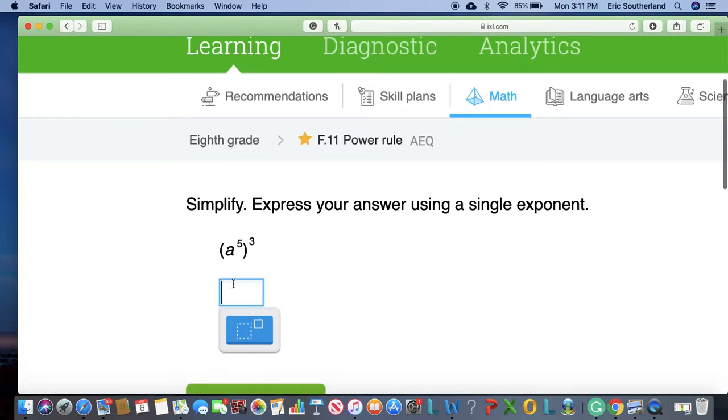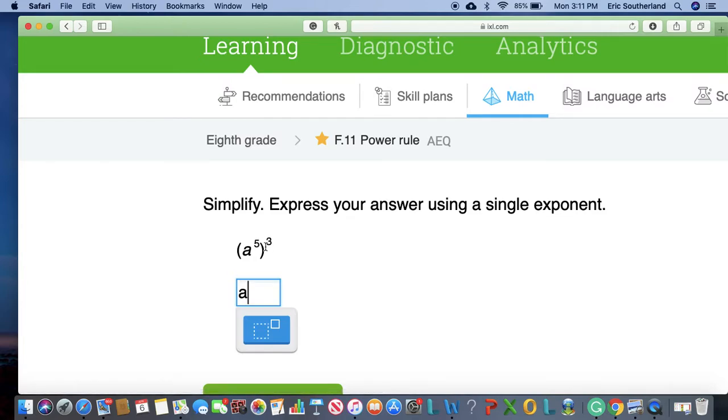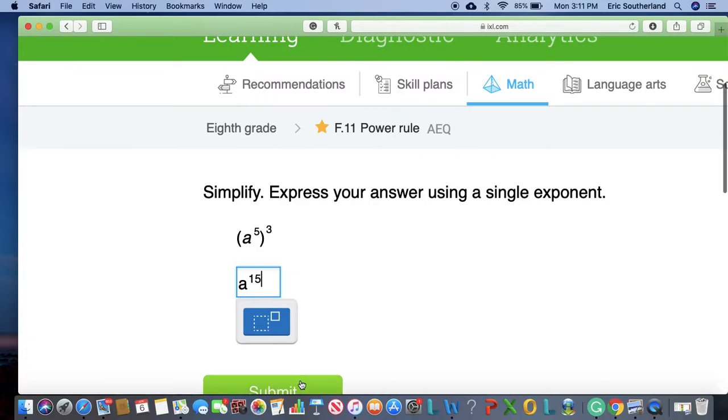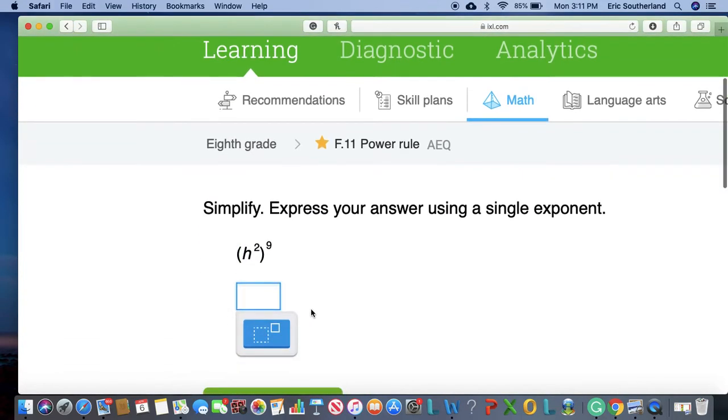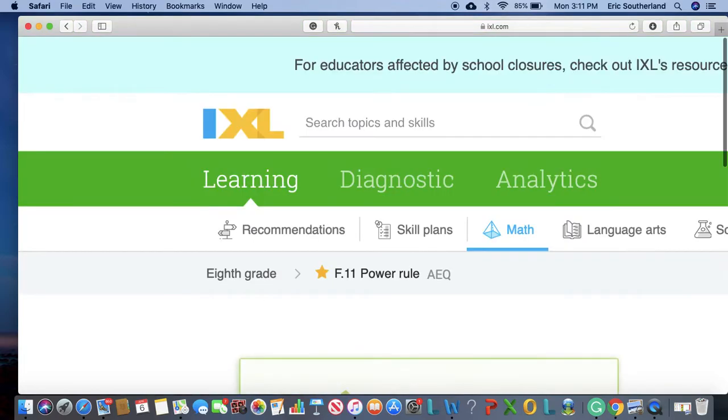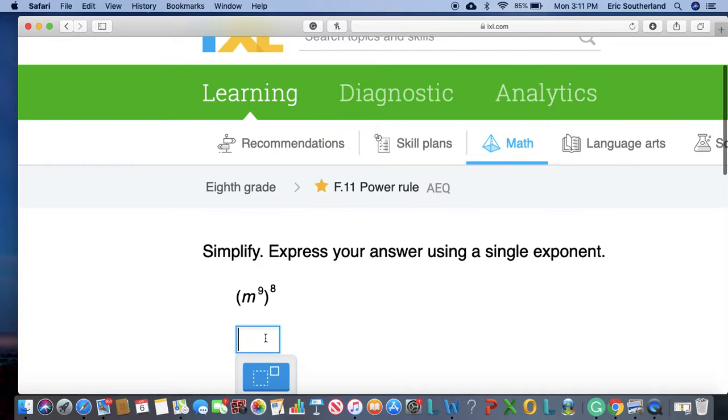Same thing here, you're going to keep A, and then 3 times 5 is going to be 15. Make sure you hit the exponent box. Same thing here, you'll keep H as the base. 2 times 9 is 18. We'll keep the base of m. Make sure you hit the box for your exponent. 8 times 9 is 72.